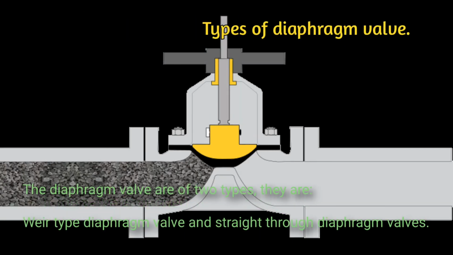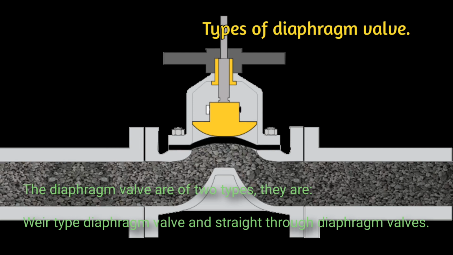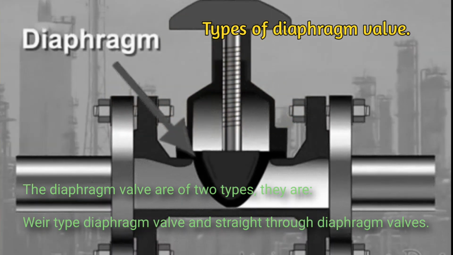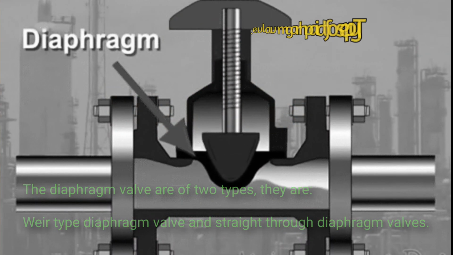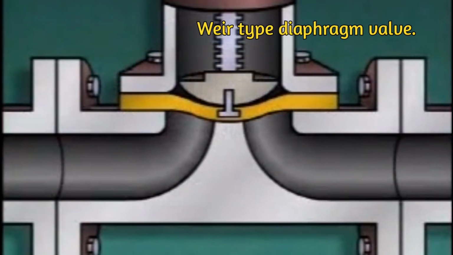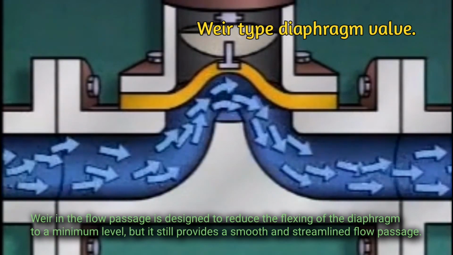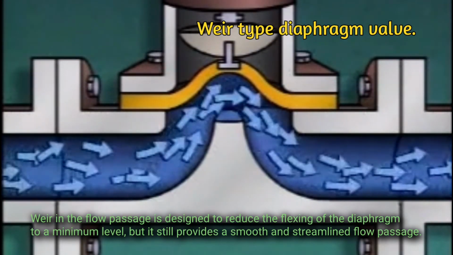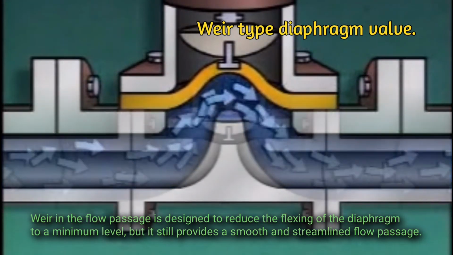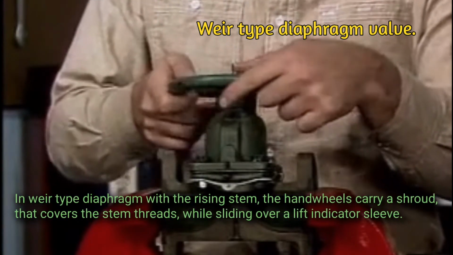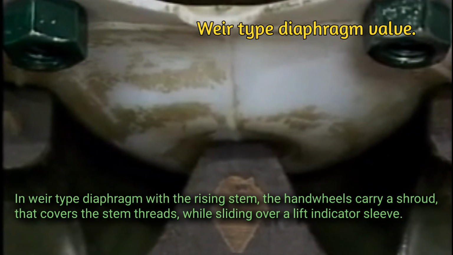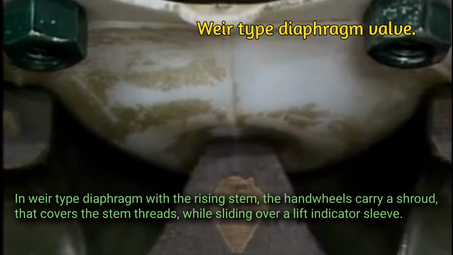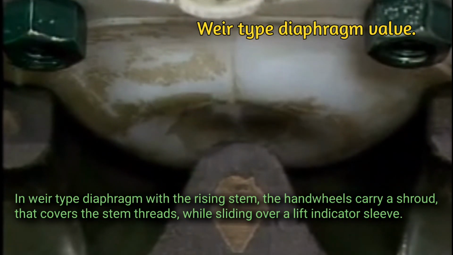Types of diaphragm valve. Diaphragm valves are of two types: weir-type diaphragm valve and straight-through diaphragm valve. Weir-type diaphragm valve. The weir in the flow passage is designed to reduce the flexing of the diaphragm to a minimum level, but it still provides a smooth and streamlined flow passage. Weir-type diaphragm with the rising stem. The hand wheels carry a shroud that covers the stem threads, while sliding over a lift indicator sleeve.